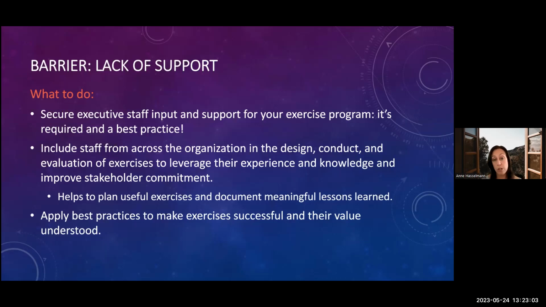It will improve your stakeholder commitment, and also help people feel valued and see the impact on them, that they're able to take these experiences and turn them into something meaningful, which is improved plans and improved preparedness for their organization. Again, take your best practices, make them successful, and then you'll improve the perception of value that everyone at the organization has of your exercises. Next slide, please.